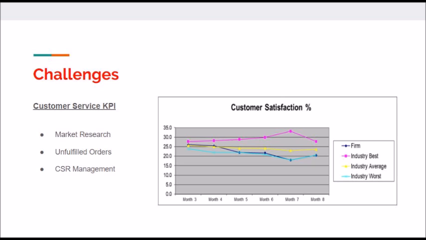All of these questions, along with others, were taken into consideration in each of our monthly decisions to try and improve our satisfaction rating. Ultimately, no matter our efforts, we were unable to effectively improve our customer service levels and ranked as the industry's worst in this KPI.